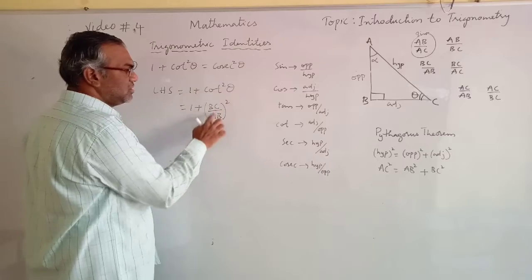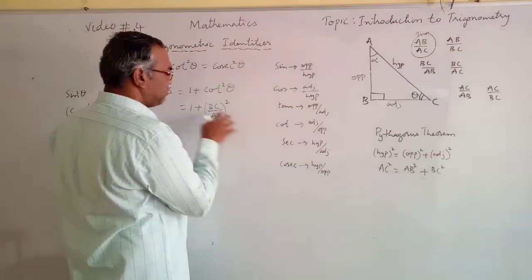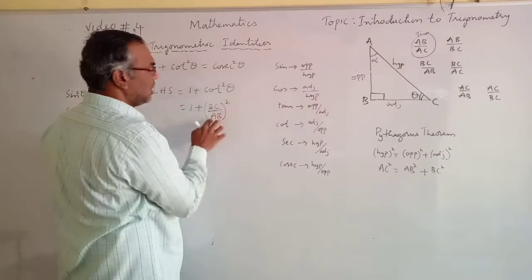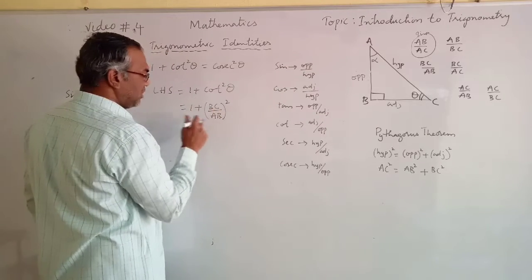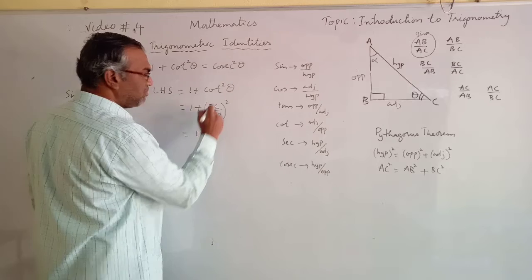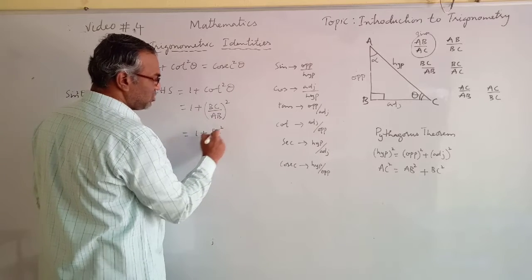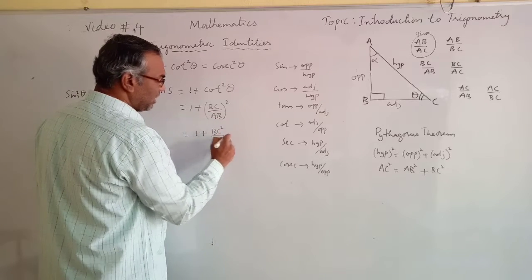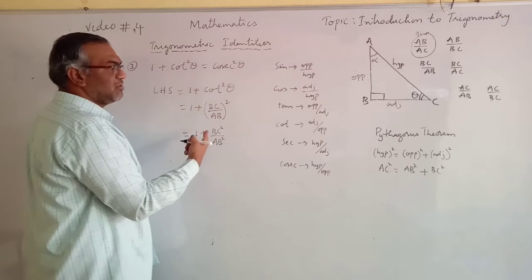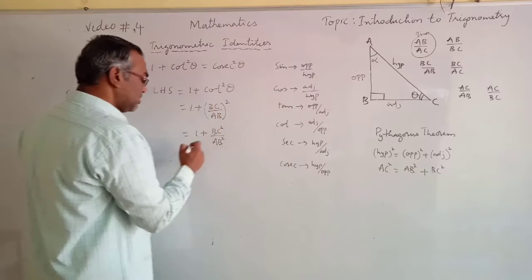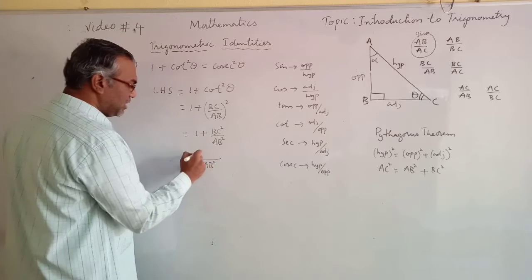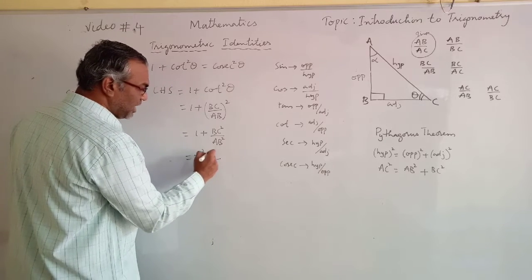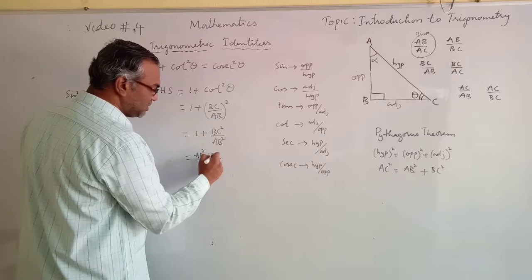Definition of cot: adjacent by opposite. Adjacent is BC, opposite is AB, therefore BC divided by AB. Then that will be 1 plus BC square divided by AB square, again using laws of indices. Then we can take AB square as LCM, so this will be AB square plus BC square over AB square, since the AB squares get cancelled, BC square is left.